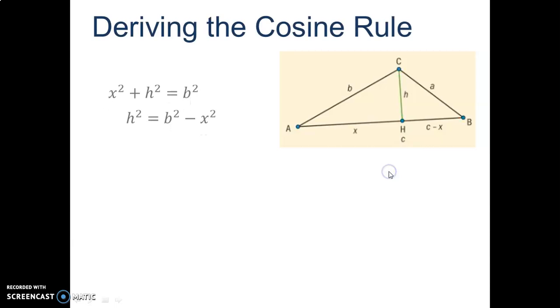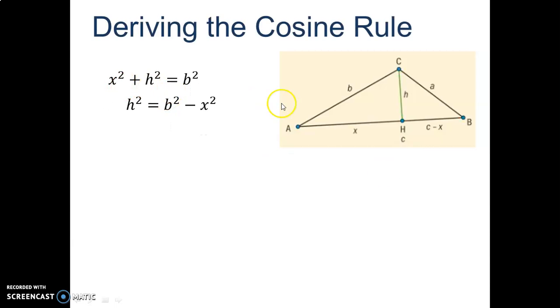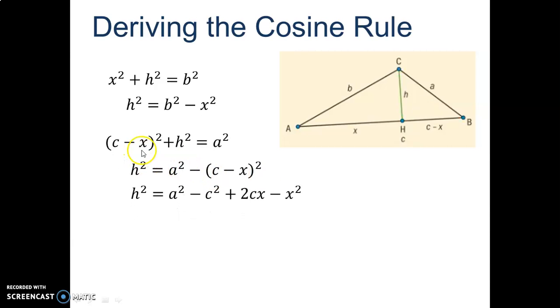Let's begin here. You can write the Pythagorean theorem: x squared plus h squared equals b squared. So that's for this triangle. And you can rearrange that for h squared. Now do the same thing for the other little triangle. What's h squared going to equal there? So check your work there. We have (c minus x) squared plus h squared equals a squared. And then that rearranged for h squared is this, which can simplify into this when you multiply this out.